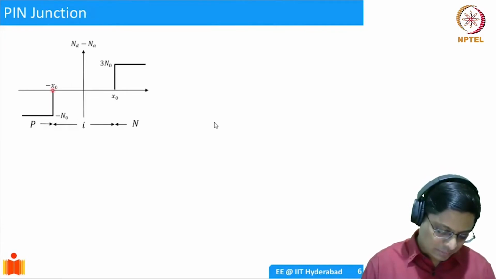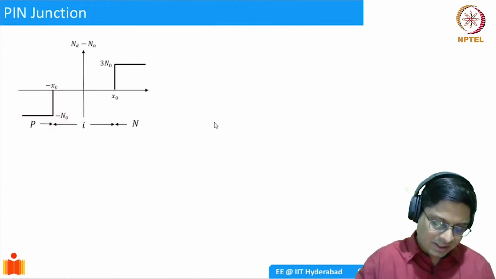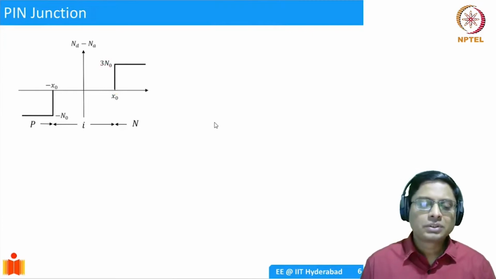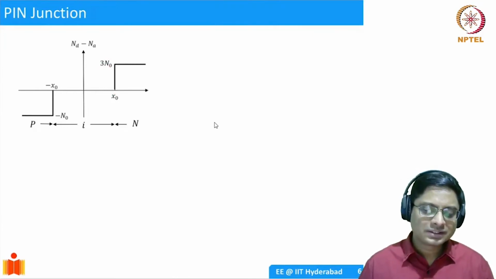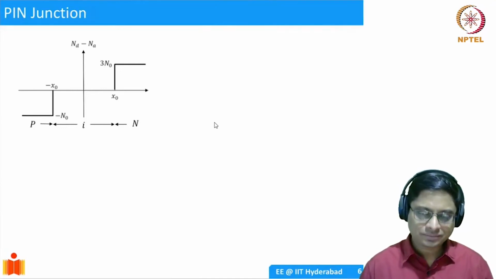Your P region has some doping density, minus N naught here, and the N region has a doping density, now I just put it as 3 N naught. So some ratio you have. Okay. So how will this junction respond? Can we analyze it?